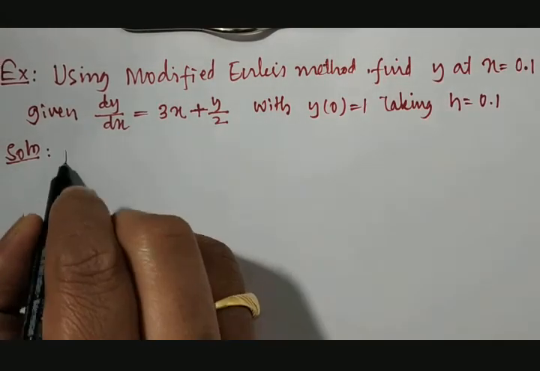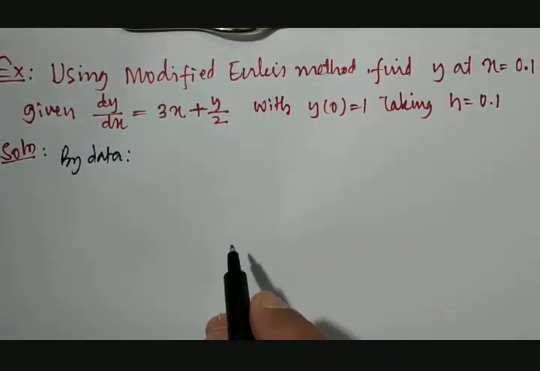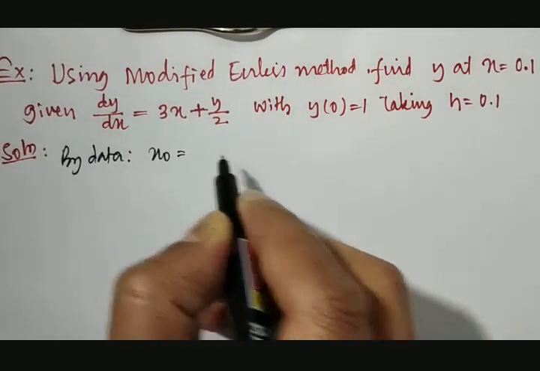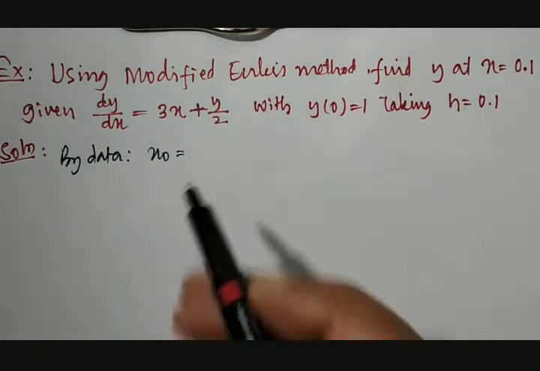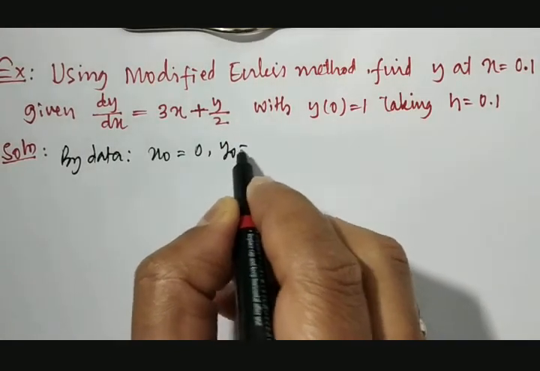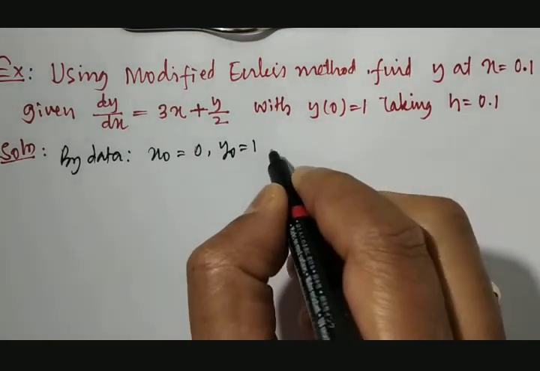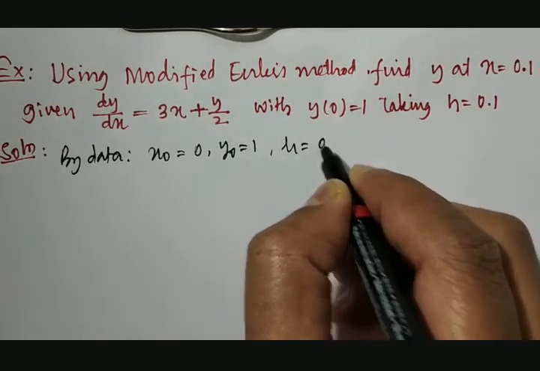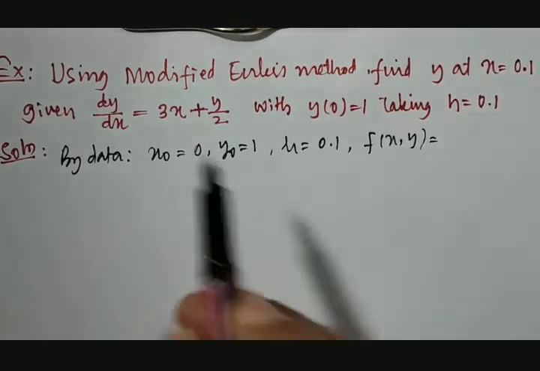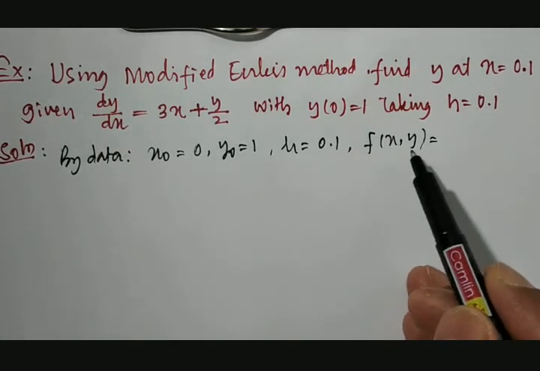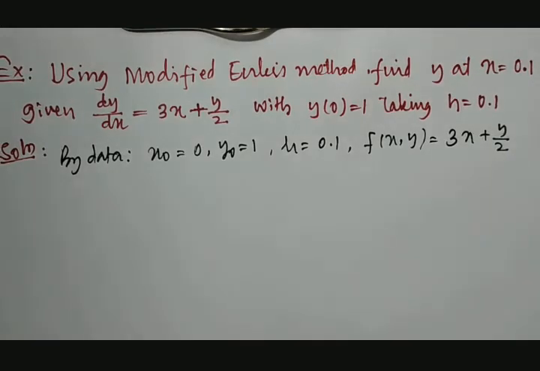In the solution, first we need to take the given data. What is given? As per this, y of 0 equal to 1, so x naught is equal to 0, whereas y naught is equal to 1. And h is equal to 0.1 is given, and f of x comma y, which means dy by dx, is equal to (3x plus y) by 2.